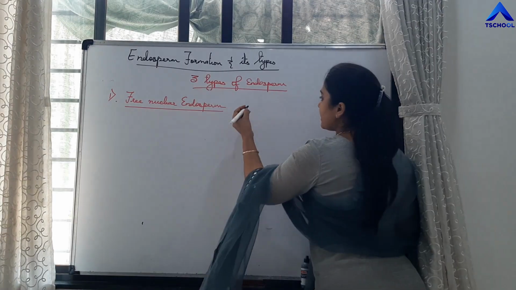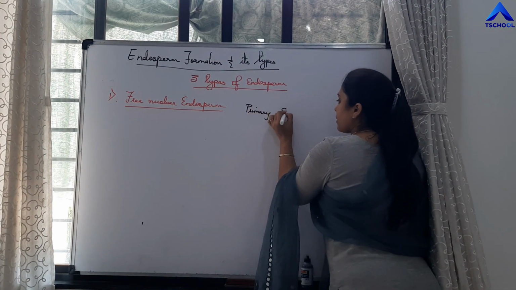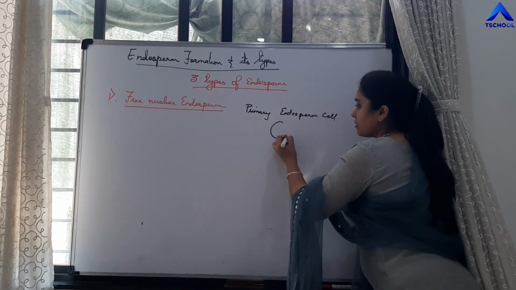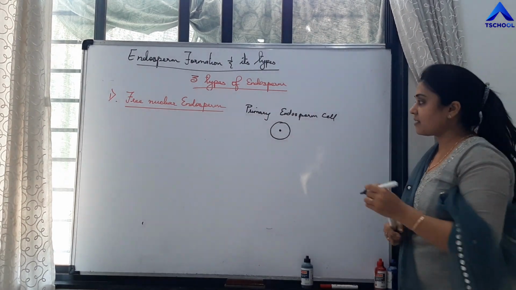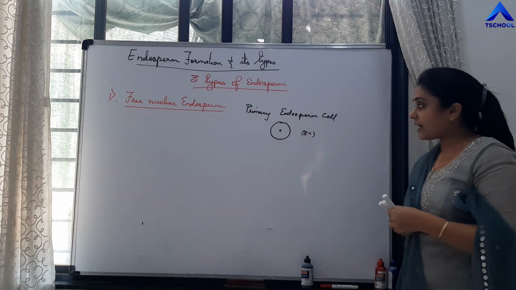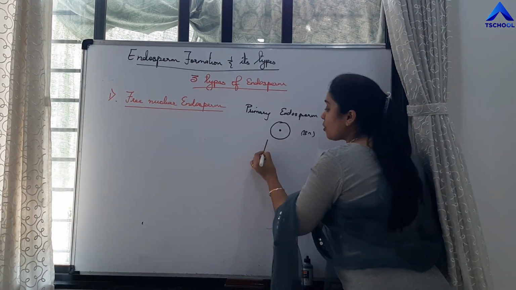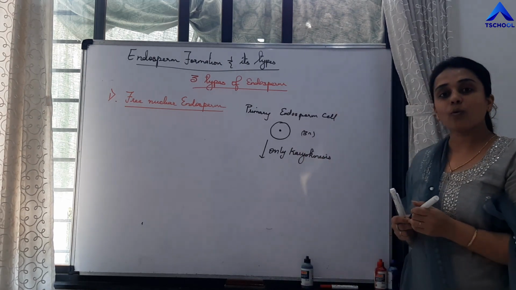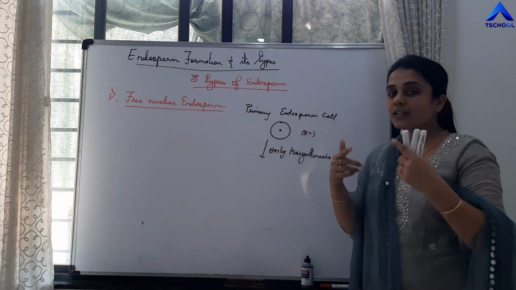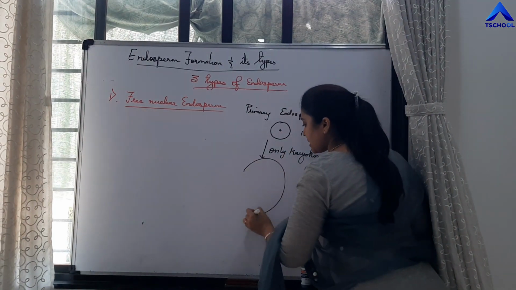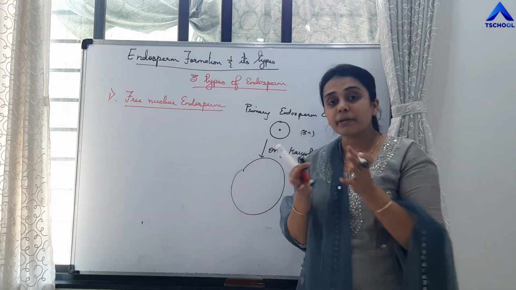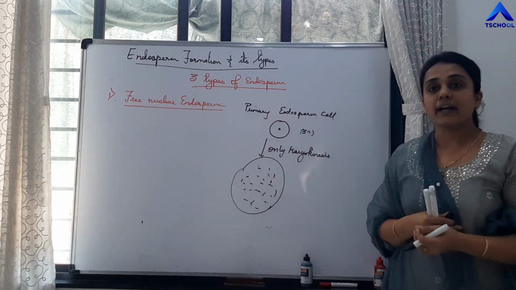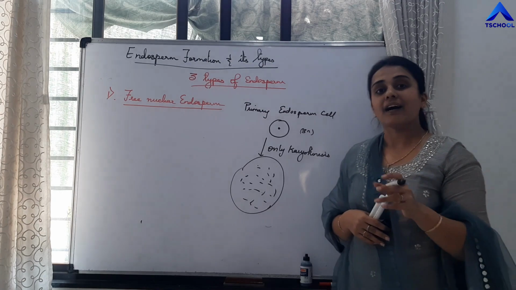What we have studied is that the primary endosperm cell is present. This cell is a triploid cell with a triploid nucleus, right? Now, this cell will undergo only karyokinesis. So, when only karyokinesis occurs, what happens? The inside nucleus keeps on dividing. The cell enlarges and is filled with might be thousands of nuclei. There is mitotic karyokinesis, so it means that all the nuclei are triploid nuclei.